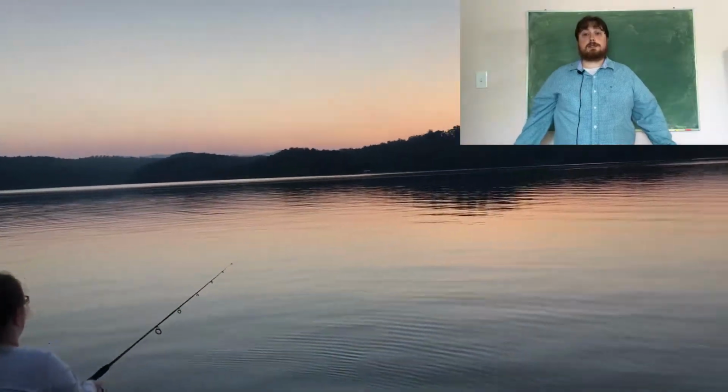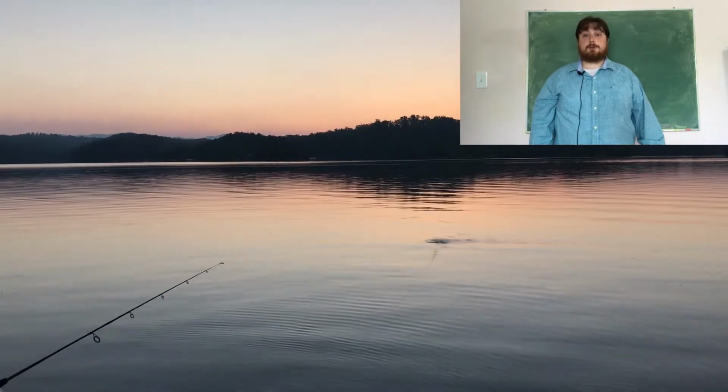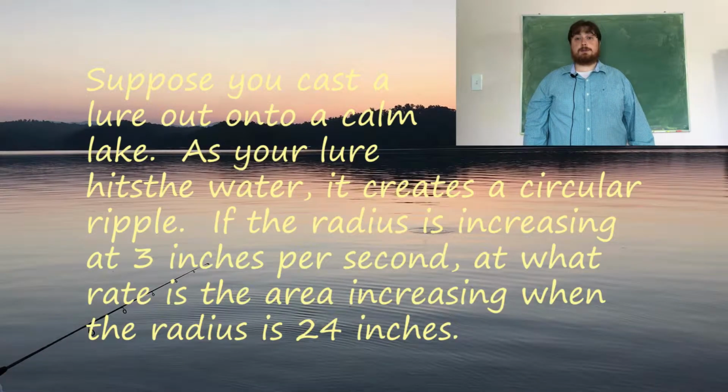For this related rates problem, you'll notice that my wife Paula is sitting on a fishing boat, and she casts her fishing line out into the lake. It's a nice calm lake, so as the fishing lure hits the lake, it creates a ripple. That ripple is circular, and as it expands out, we notice that it's expanding at 3 inches per second. And what we want to know is, what is the rate at which the area of the ripple is increasing?